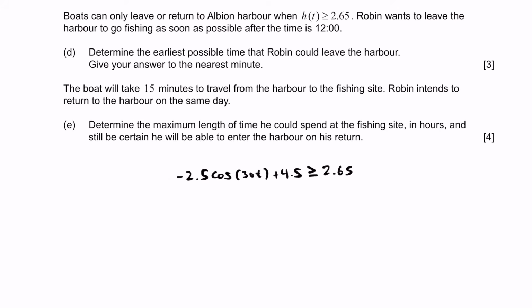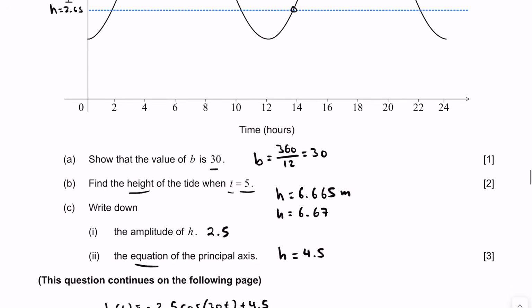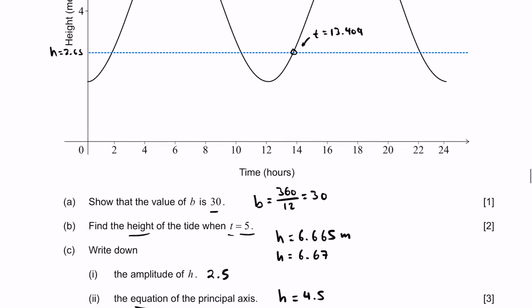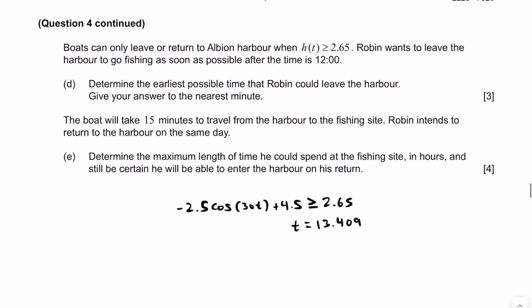We found out that point was when t was equal to 13.409. So once again, this point right here is when t is equal to 13.409. That's exactly the point at which height is equal to 2.65 meters, and after this point, it's now safe to leave the harbor. There's actually one other part of this 3-mark question.